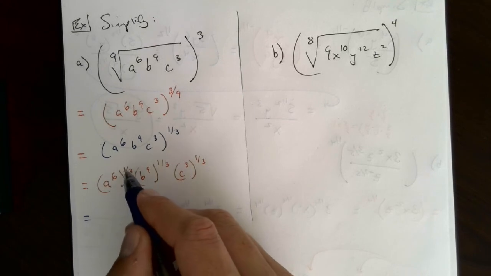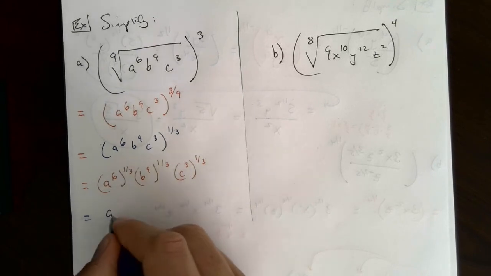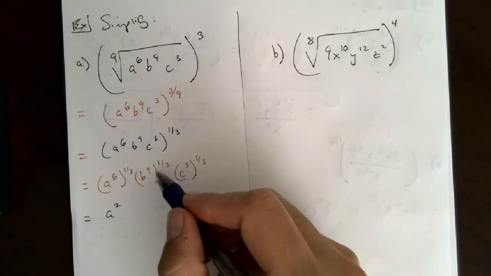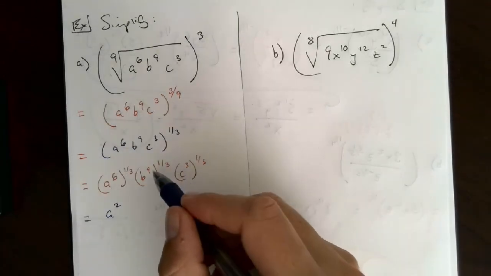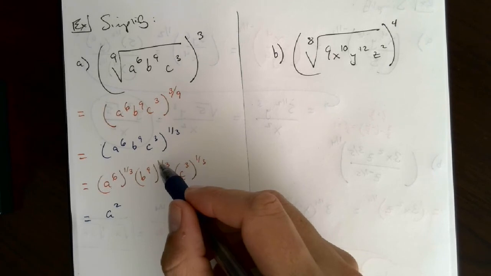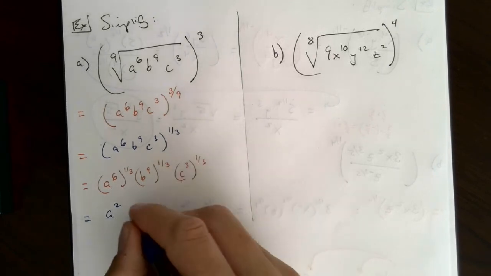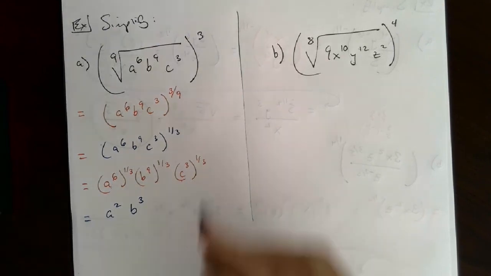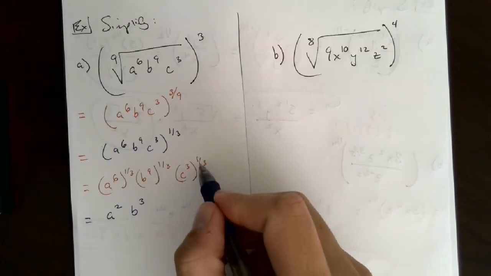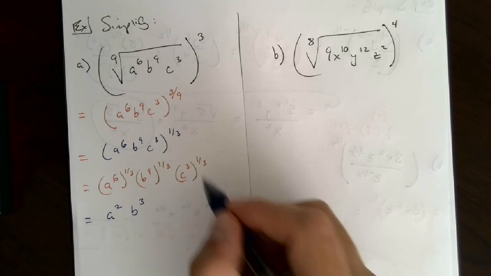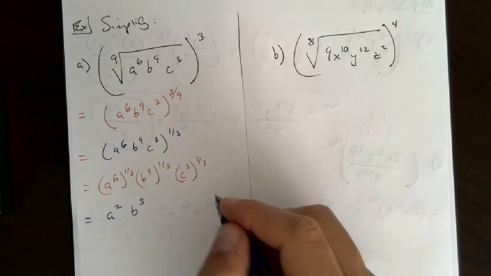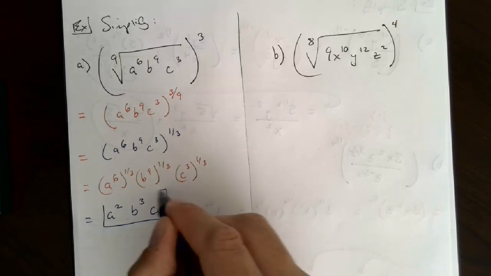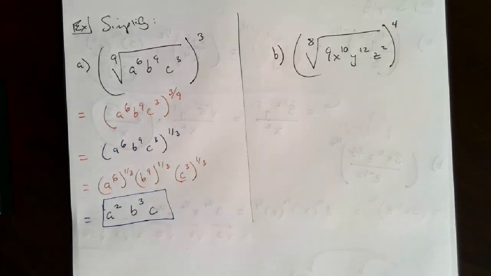So it's a to the 6 times 1 is 6, divided by 3 is 2, so this is a squared, right? Here we got b to the 9th to the 1/3 power. 9 times 1/3, well, it's 9 times 1 is 9, divided by 3 will give us 3, so this is b to the 3rd. And then c to the 3rd to the 1/3 power, 3 times 1 would be 3, divided by 3 gives us c to the 1, which would just be c. So you get a squared b to the 3rd c when you simplify that.